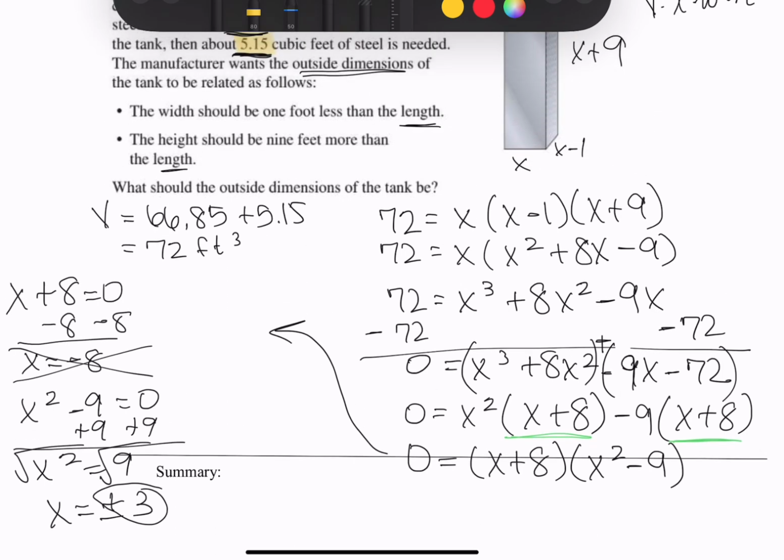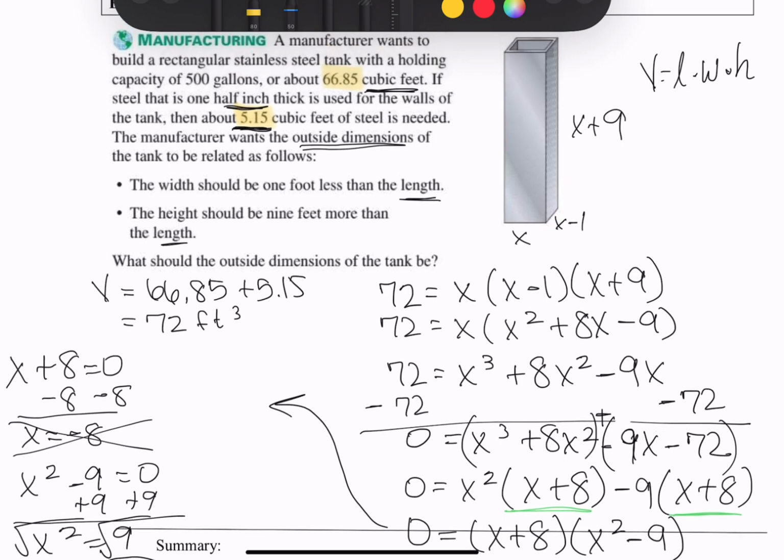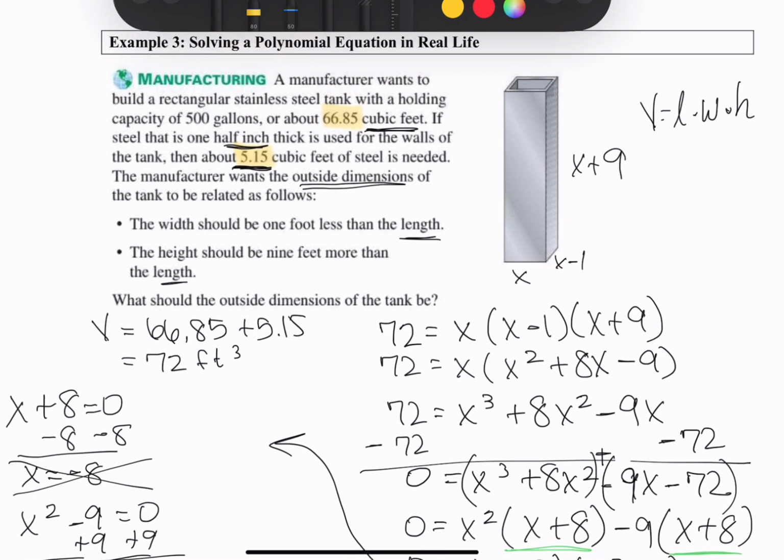So I know that my width should be 1 foot less than the length. So that means that my length will be 3. My width then has to be 2. And my height needs to be 12. So my dimensions are 3 by 2 by 12, and those would all be feet.